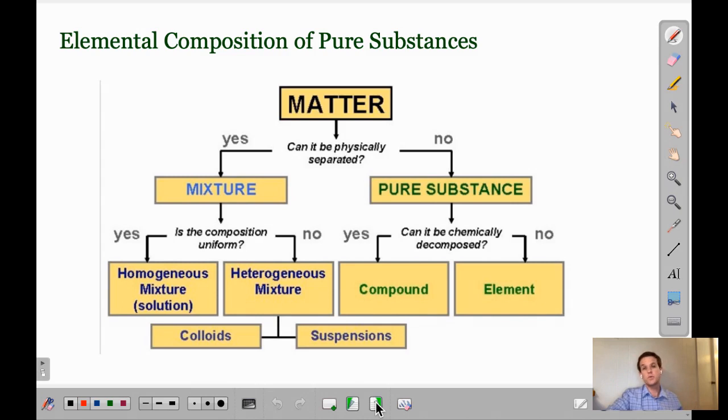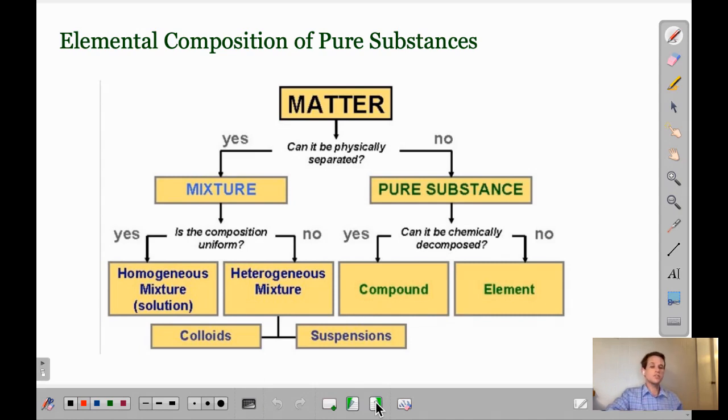That's the first thing we want to see. Are there actual pure compounds and elements here, or is it a mixture of different things? If you can physically separate it, whether through filtration or distillation or any kind of method, then we call it a mixture. Sorry, if we can't physically separate it, my bad, it's going to be a pure substance. If we can physically separate it, it's going to be a mixture.